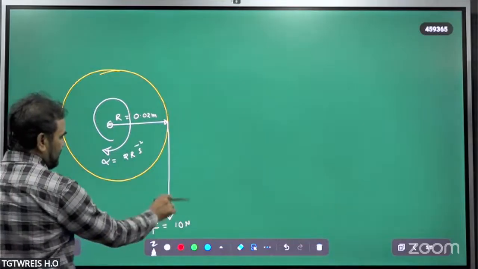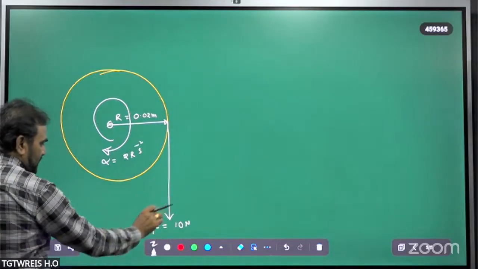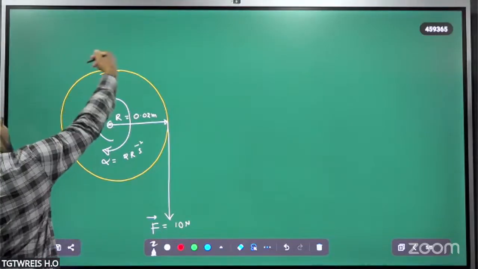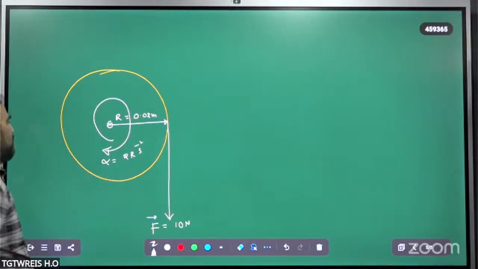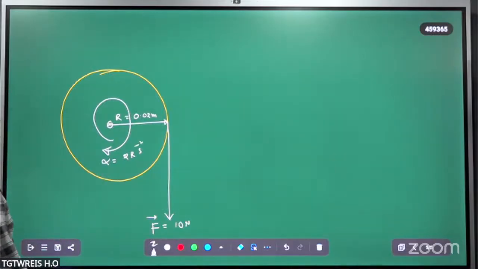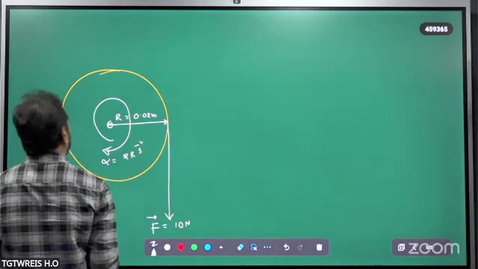One end of the string is pulled like this by applying a force of 10 newtons. So the wheel is rotating with an angular acceleration of 2 radian per second square. Then find the moment of inertia of the wheel.